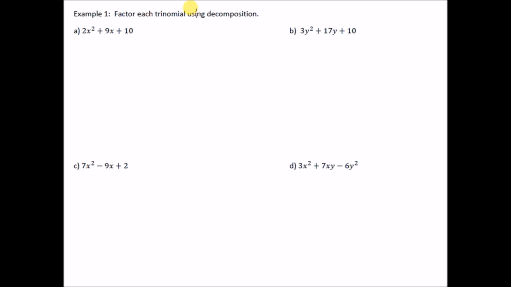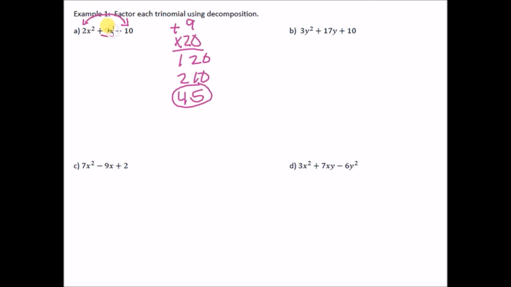Okay, so let's factor. Taking a look at this, we have 2, 9, and 10. Okay, the coefficient is not 1. So what we're going to do is find numbers that multiply to 20, so 2 times 10, instead of just 10, and then still add to that middle number. So I get 1 and 20, 2 and 10, 4 and 5. Okay, 4 and 5 add to 9.